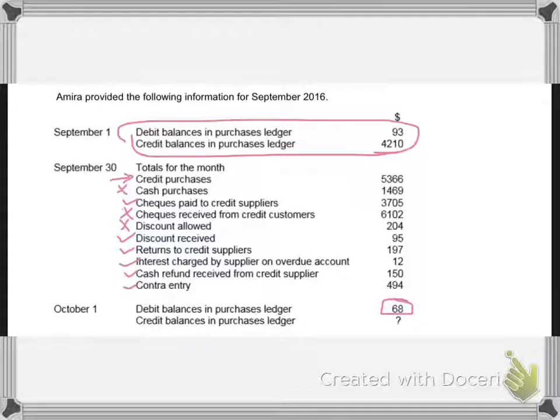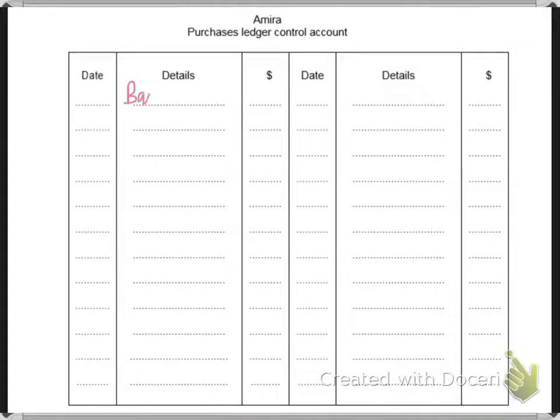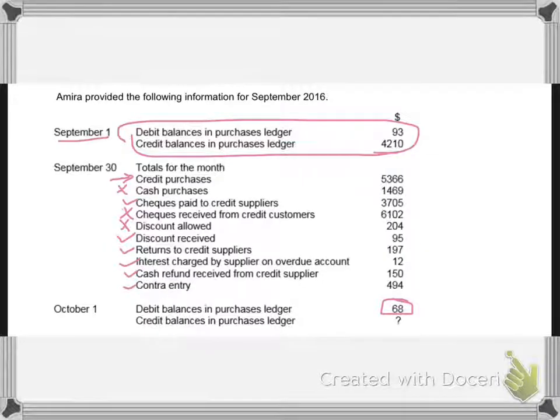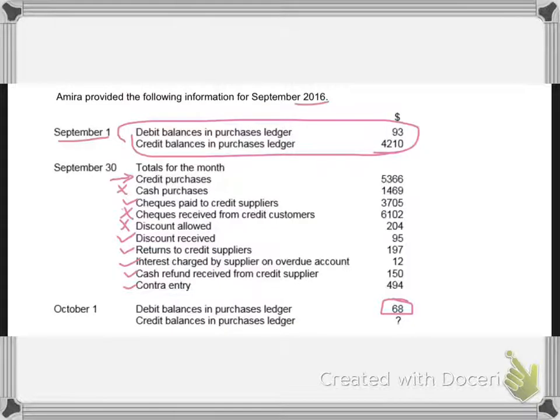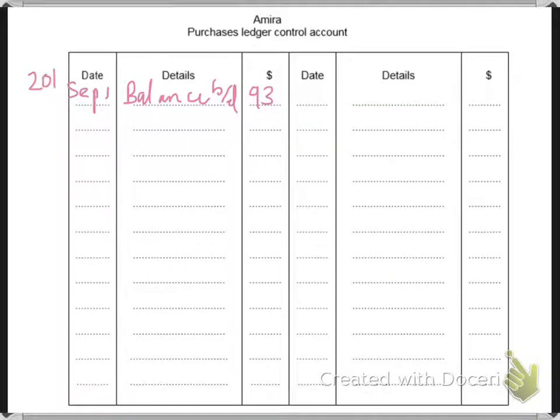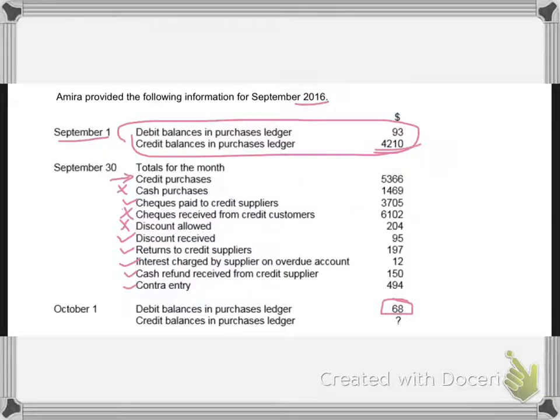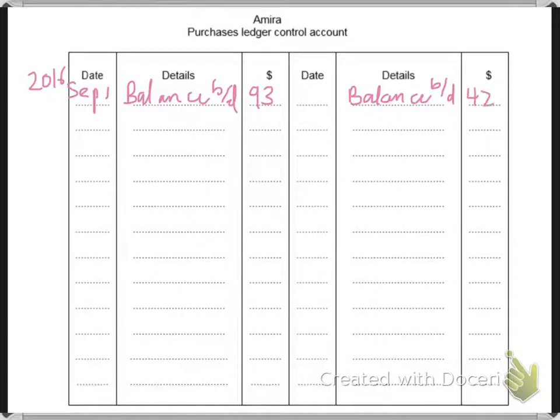So the first information to be recorded is the balance brought down on the debit side. So the balance brought down on the debit side will be 93. We write 93, and don't forget the dates. September 1, which is having a year of 2016. So 2016 September 1. Then on the credit side we record balance brought down again, and the amount is 4210. Again we record the date, so 2016 September 1.